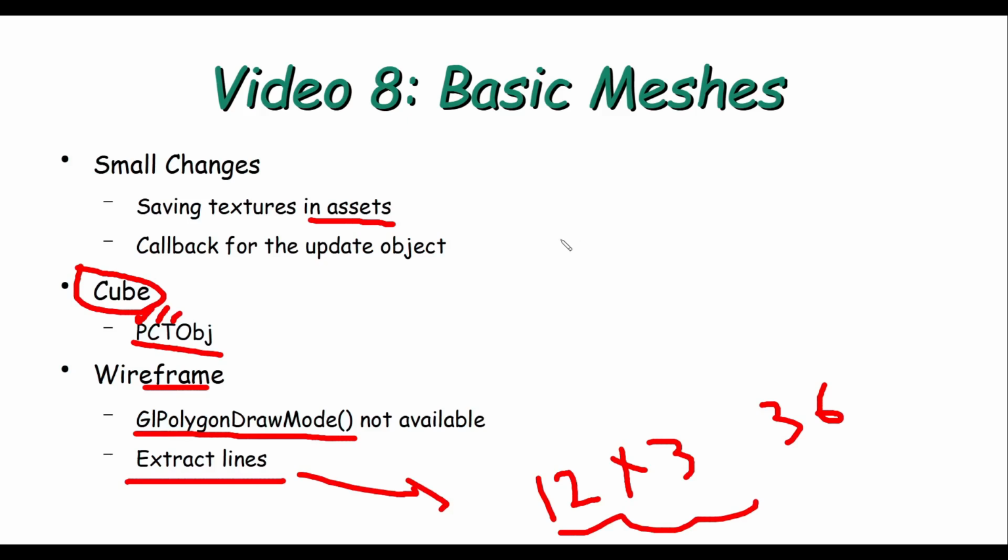The second change is adding a callback for the update function on the objects. So if you want to implement something on update objects, instead of having to derive from that class and implementing the function update, now you can add a callback, as I will show later. Let me go now to the code and show you these changes and then start introducing our new meshes.